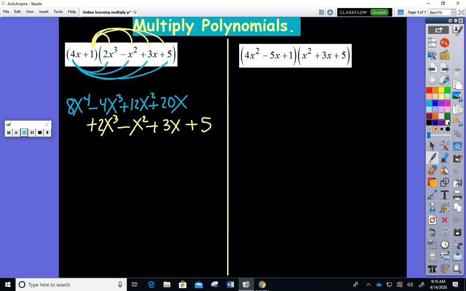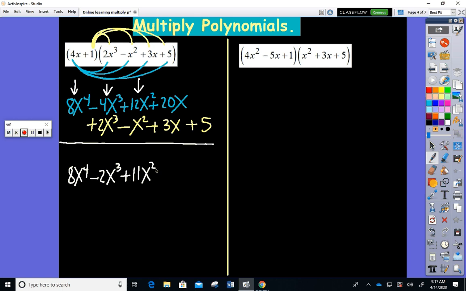I am now ready to combine my like terms. So first column is 8x to the fourth. Second column is negative 2x to the third. Third column is plus 11x squared. Fourth column is plus 23x. And then last column's plus 5.